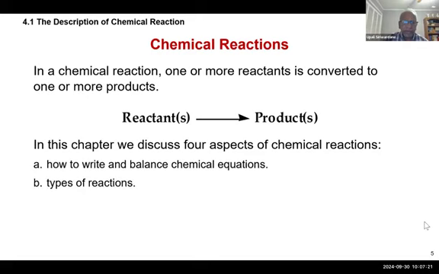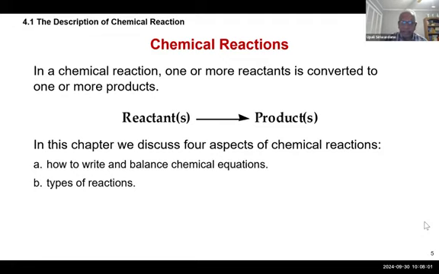Then we're going to go over types of reactions. Reactions are classified based on pattern, how the reactants come together and what happened to the products. Synthesis reaction is when two reactants come together and produce a product which is more complex than the reactants. When a reactant decomposes into simpler compounds, it's called a decomposition reaction.